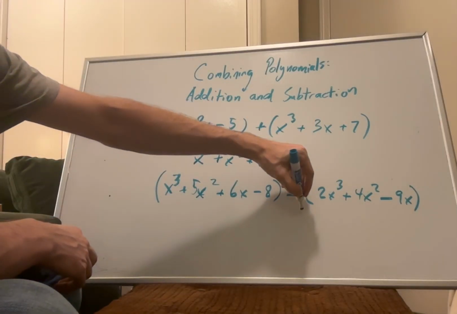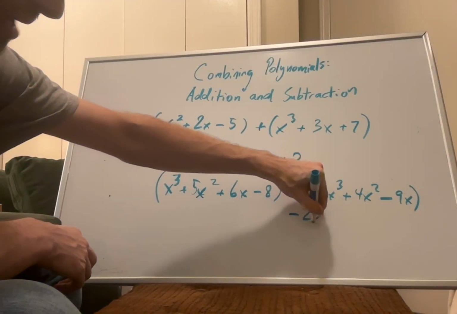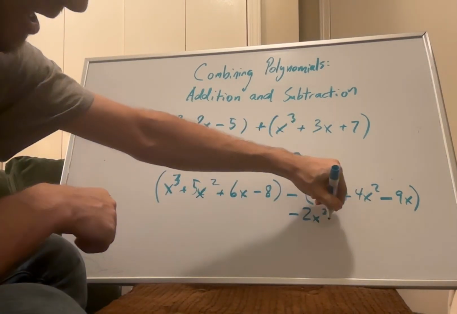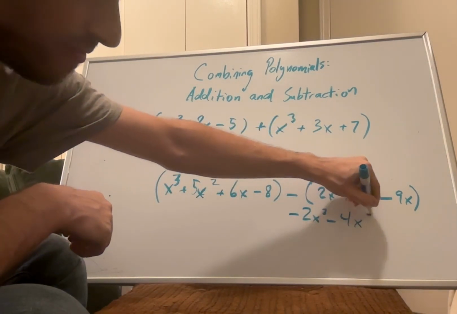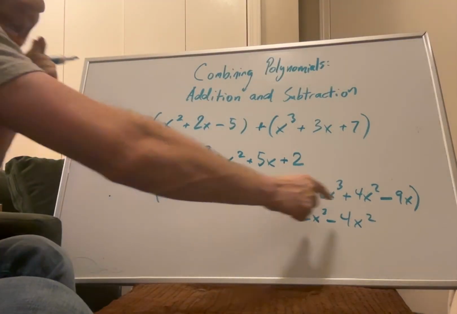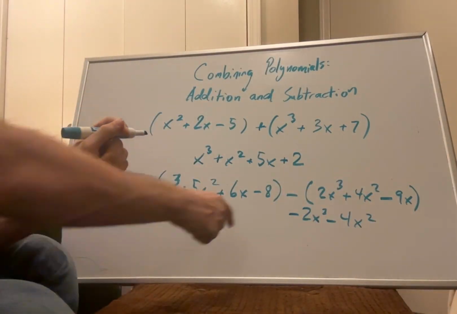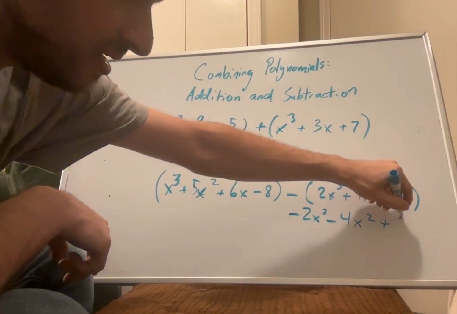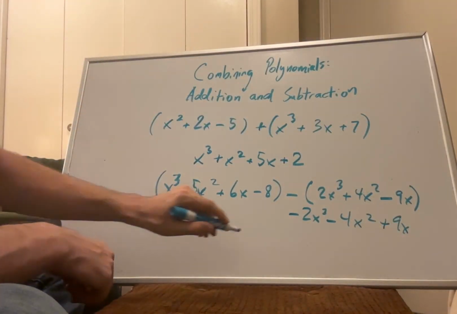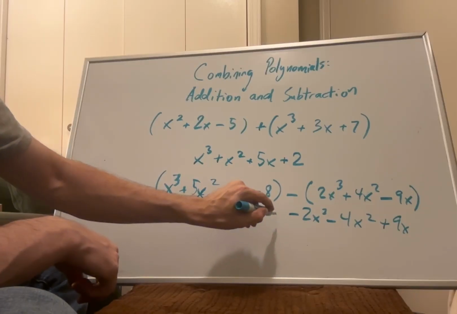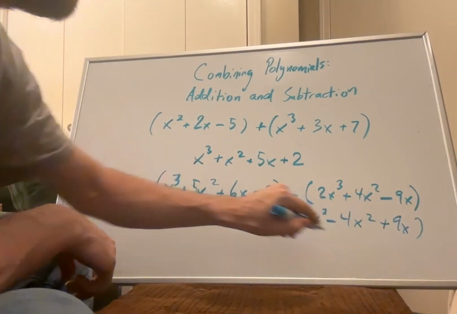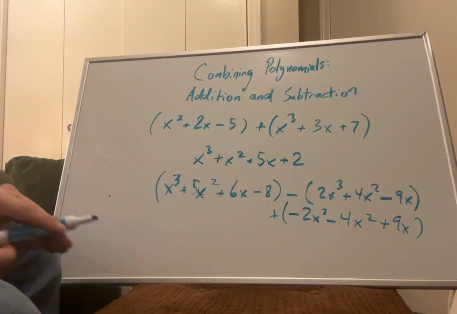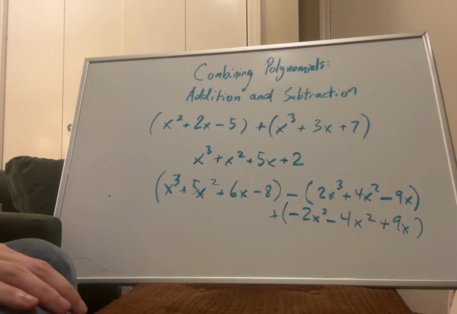Because this is ultimately going to be minus 2x cubed, right? Minus 4x squared here. Then notice here, right, minus negative 9x, right? So negative times a negative is actually going to make this plus 9x. So we could express this subtraction as addition, and now we've applied the negative, and now we can go ahead and combine our like terms, right?